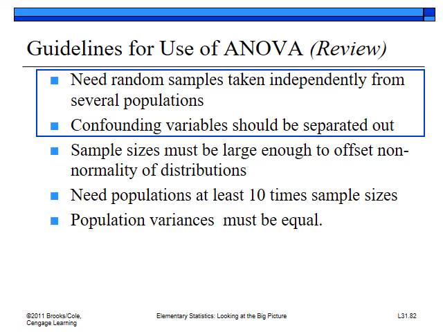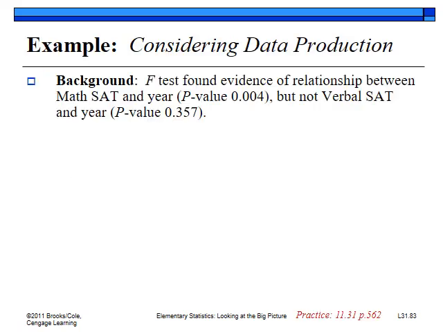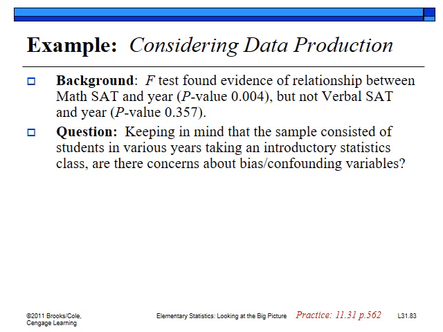Now let's look at those first two in our guidelines. The F-test found evidence of some relationship between math SAT and year. We got a really small p-value, but not verbal SAT and year. We got a pretty big p-value. Now a question, keeping in mind that the sample consisted of students in various years taking an introductory statistics class, are you worried about bias or confounding variables? Well, you know, I sure am.